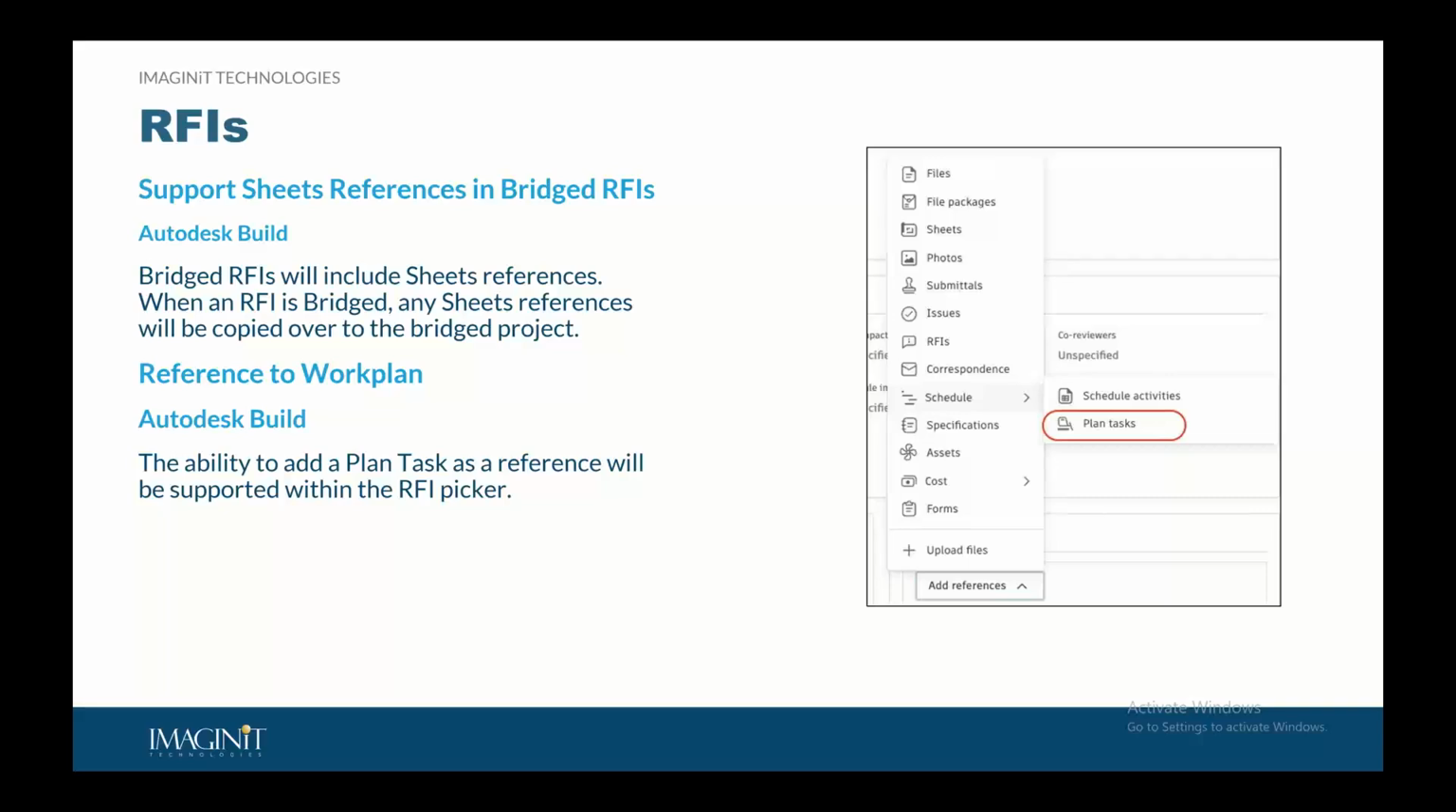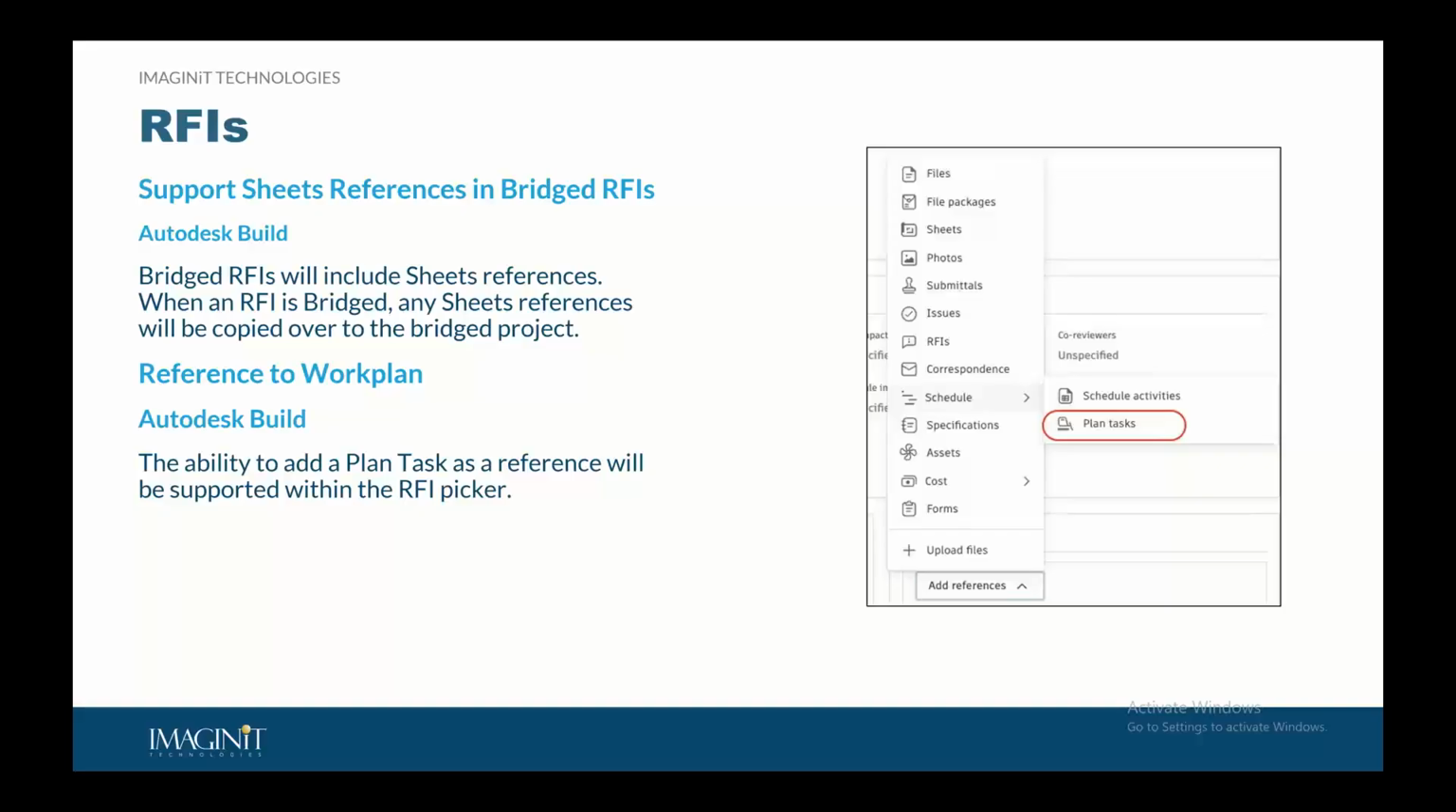Okay, going from submittals to RFIs, there are two releases in the realm of RFIs. The first is support sheets references in bridged RFIs. Obviously, that is going to affect Autodesk Build. Bridged RFIs now include sheets as references. So again, references are just other components of our project we're adding onto that workflow for additional context and justification. So when an RFI is bridged, sheet references will be copied over to the bridge project, and then these sheet references will be stored in the target project within a virtual folder in the file space. So that's the first release.